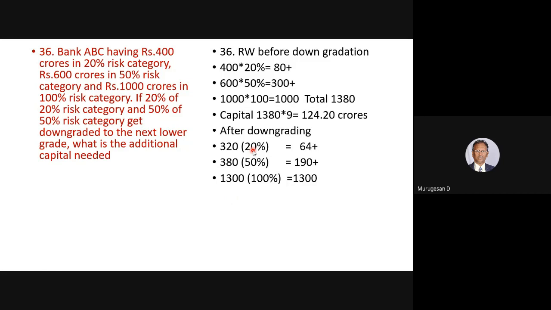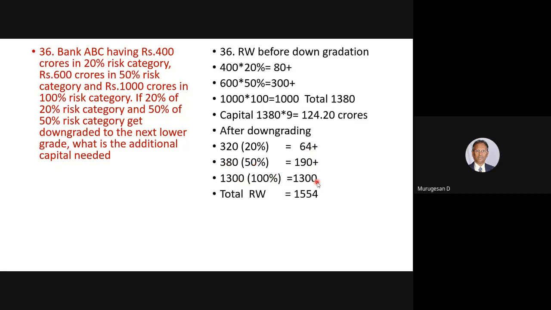Here, in the 20% risk category, only 320 is remaining. They will twist the question. But in the 50% category, how much is remaining? They will ask. 320 is only remaining. Have we got 320? Understood? Inflow, outflow. Inflow, outflow means what? From 20%, 80 has come. From 600, 50% has moved down, 300 has moved down. So now calculate the risk weight: 320 at 20% is 64, 380 at 50% is 190, 1300 at 100% is 1300.